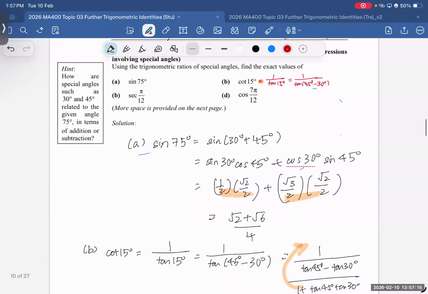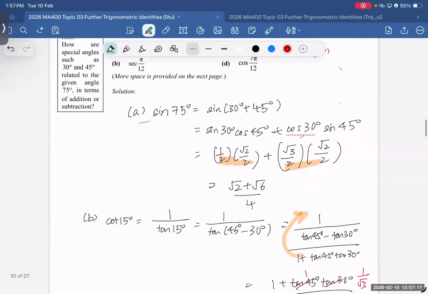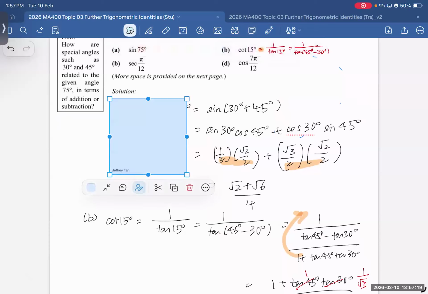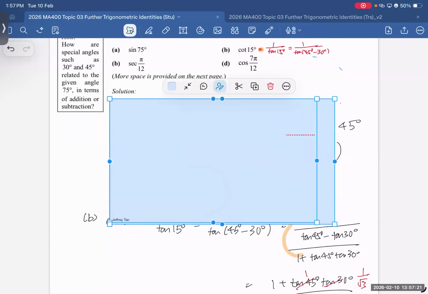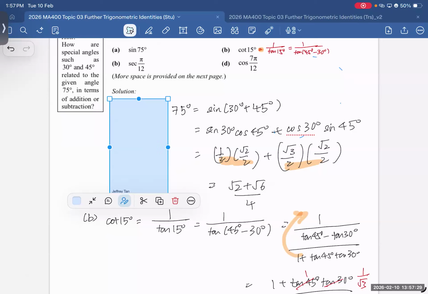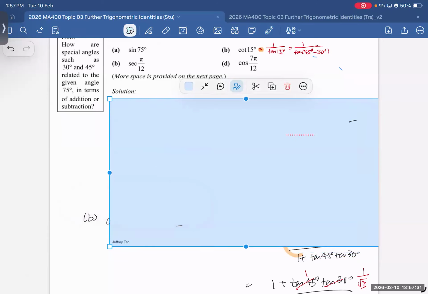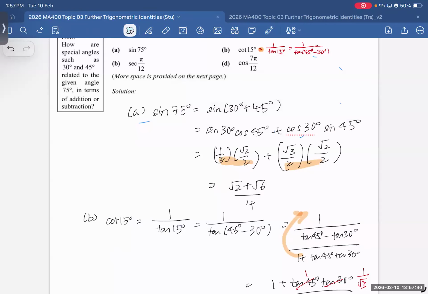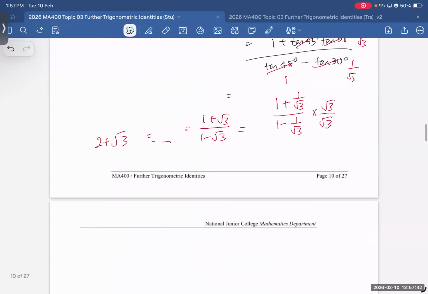Now I go to C. Minus 2 minus square root 3. Check your minus sign. Somewhere the minus sign must disappear. No problem.